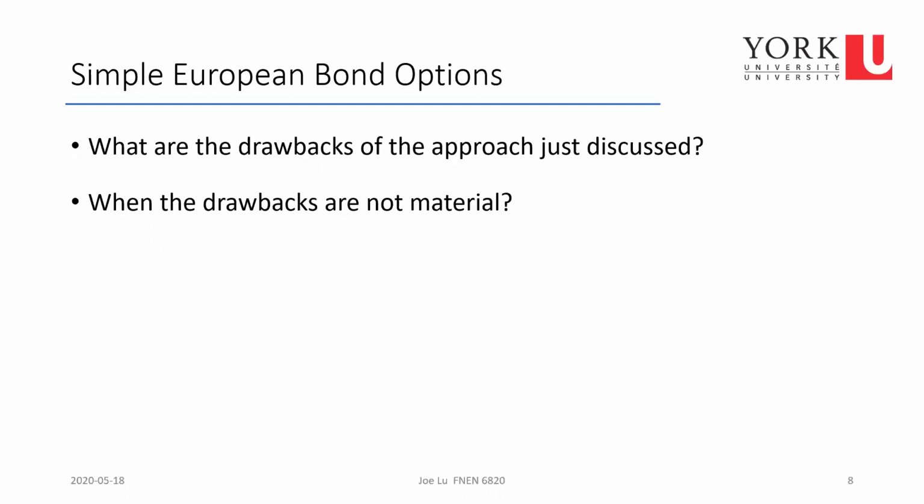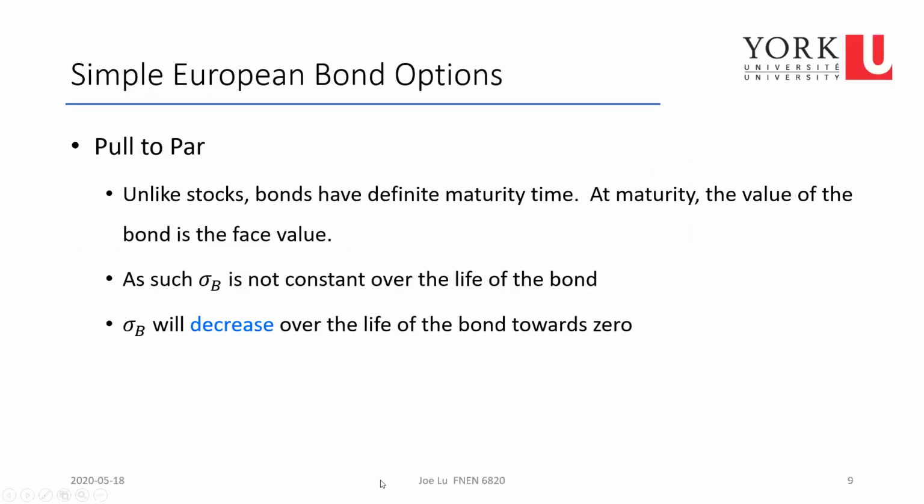But a bond is different from a stock. So this Black's approach for forward price on stocks may not always be appropriate to be applied for an underlier that is actually a bond. Now the difference is that this is what we call pull to par.